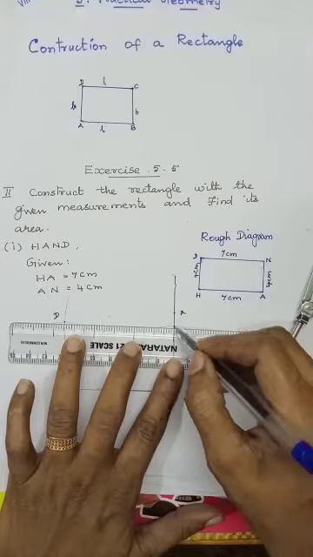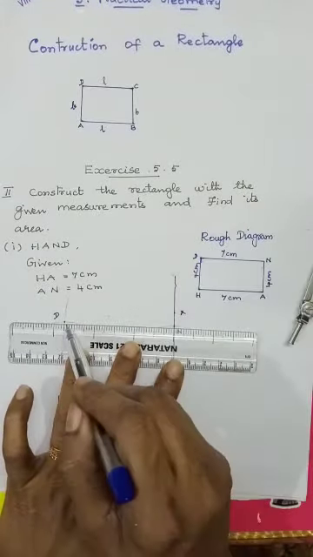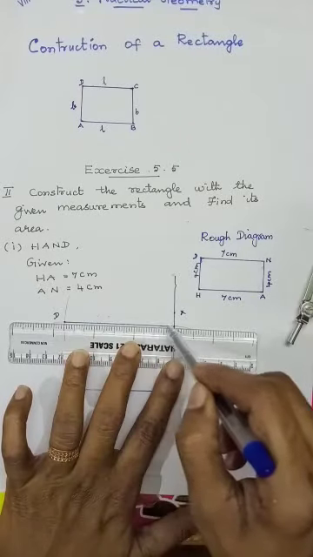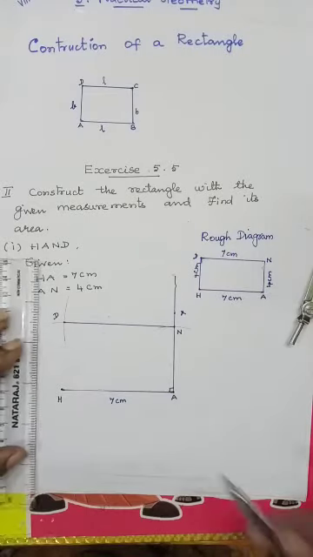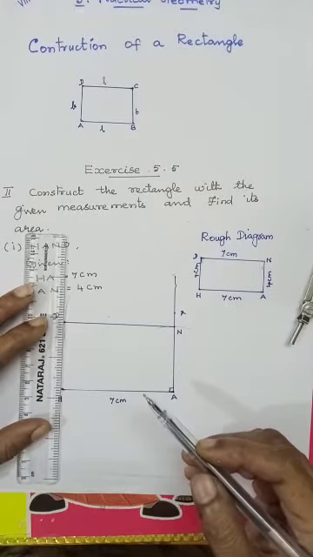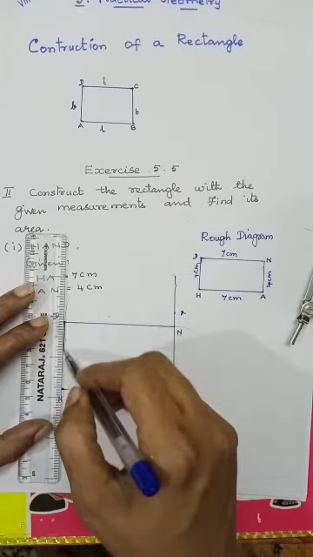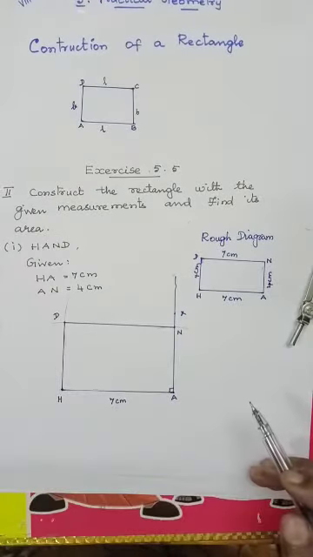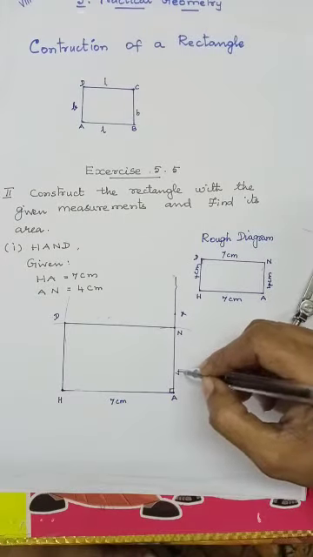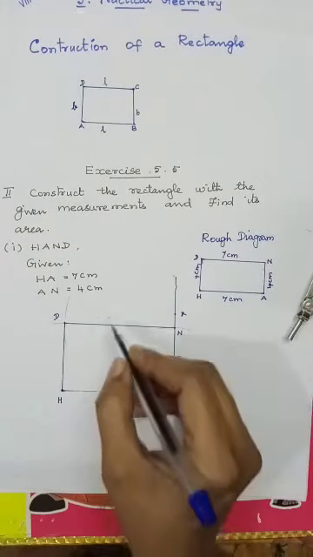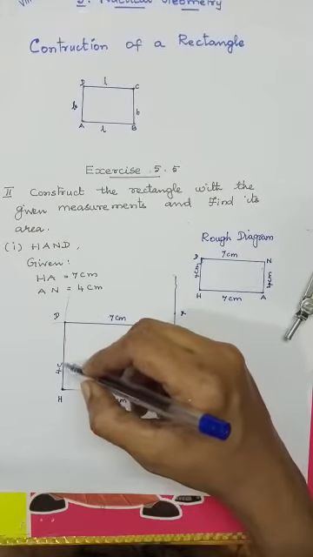You plot and see like this. And join now. Now again H to D. You plot and see the point. Join. Now we have got the rectangle and give the measurements. 7 centimeter. Here 4 centimeter.